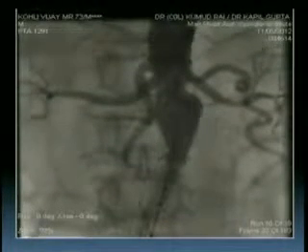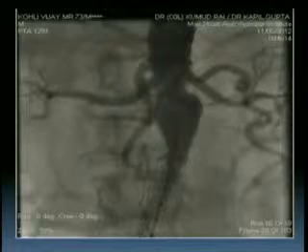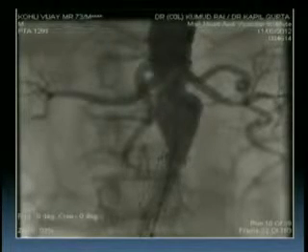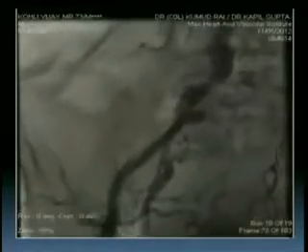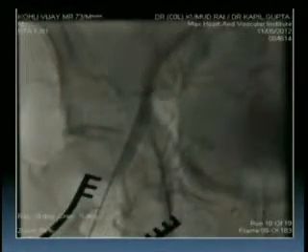So this is the final picture that we obtained. There was good flow to both the renal arteries by the chimneys, with the aneurysm nicely excluded and flow down to the right iliac artery.